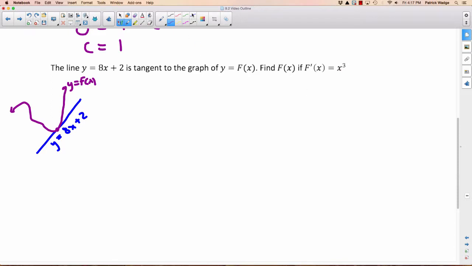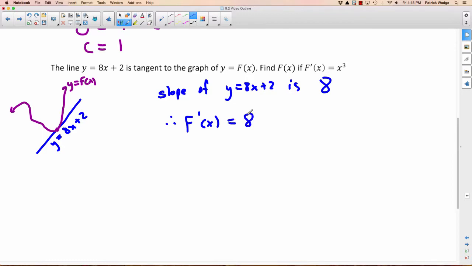So let's see some of the things we know. First of all, this graph right here, this blue line, what's the slope of that? That's an easy question. The slope of y equals 8x plus 2 is 8, right? It's in slope-intercept form, so this is our slope right there. Therefore, if we were to find the tangent line of this, I know this is the tangent line, but what's another way we could find the tangent line of this function here? We could take f prime of x. So f prime of x must be equal to 8 as well.